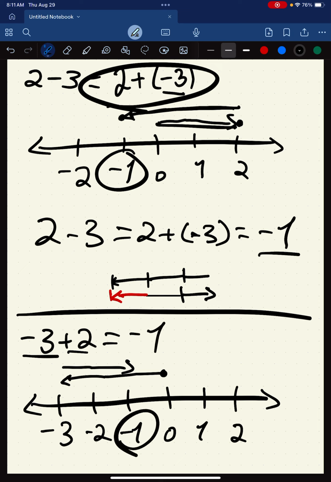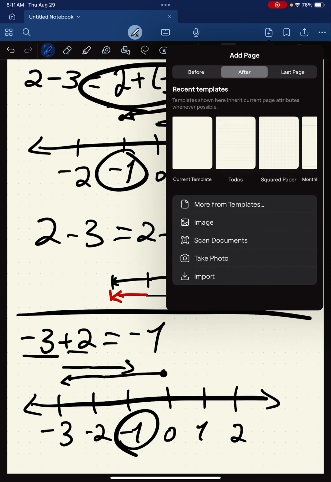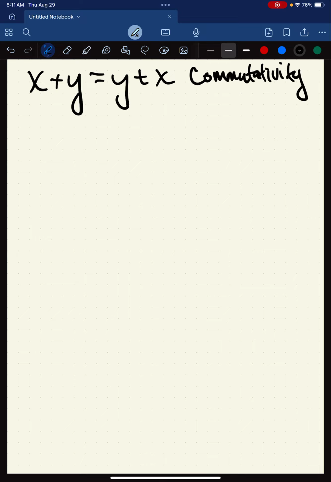And this should make sense, right? Because one of the properties of addition is that x plus y is equal to y plus x, which is called, by the way, commutativity of addition. If we have 2 plus negative 3, we would expect that to be the same thing as negative 3 plus 2, and in fact, they were both negative 1. So it all works out.